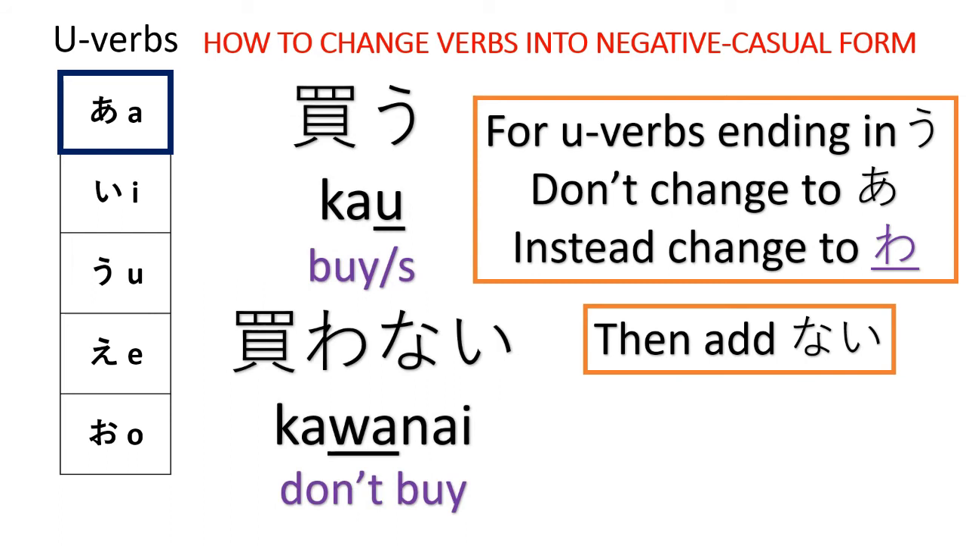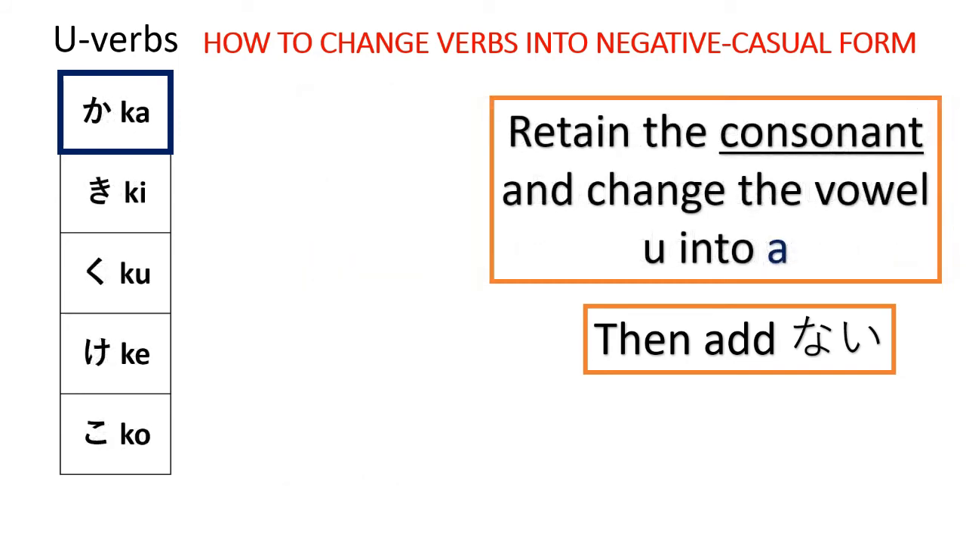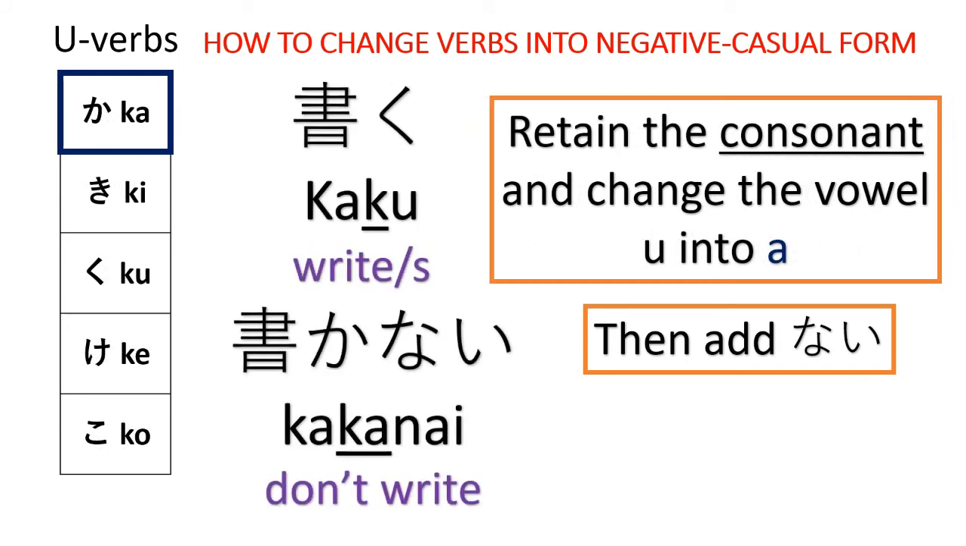Kau. And if we remember again, for verbs ending in au, we don't change U into A. Instead, we change it to wa. Kawanai. Don't buy, doesn't buy. Kaku becomes kakanai. Kaku, kakanai.